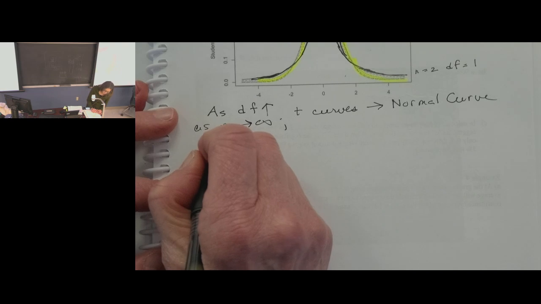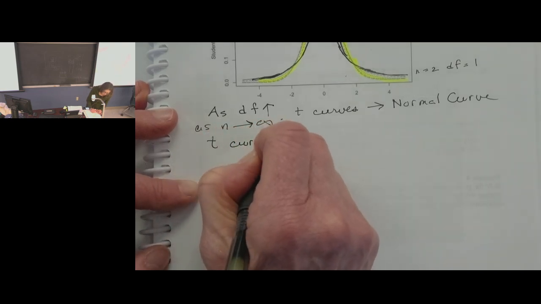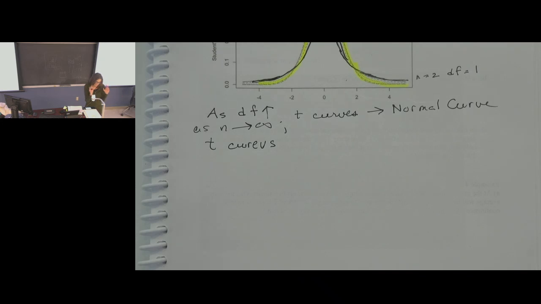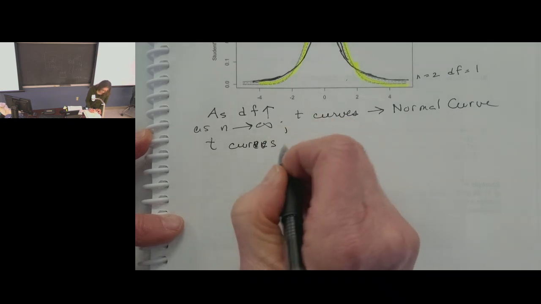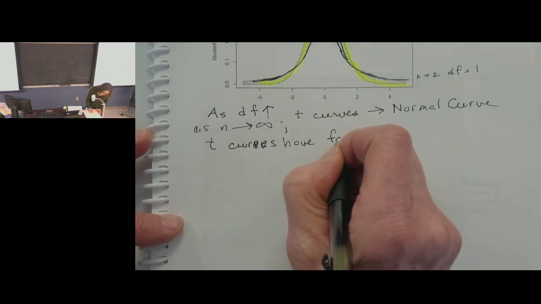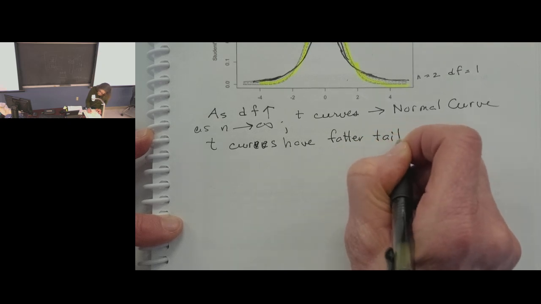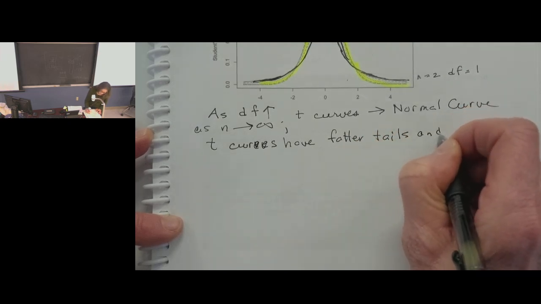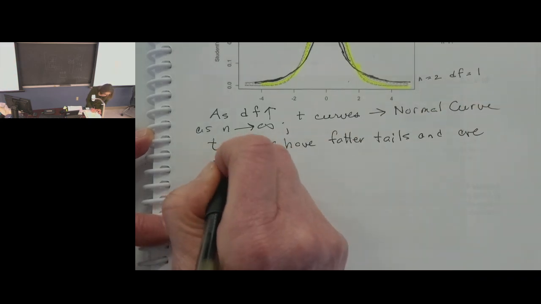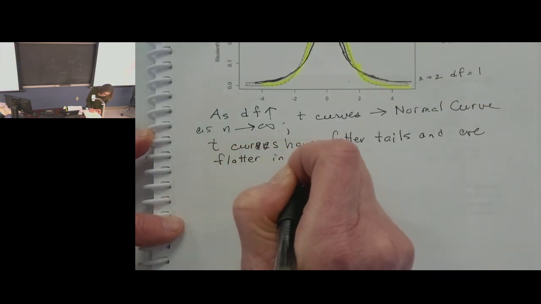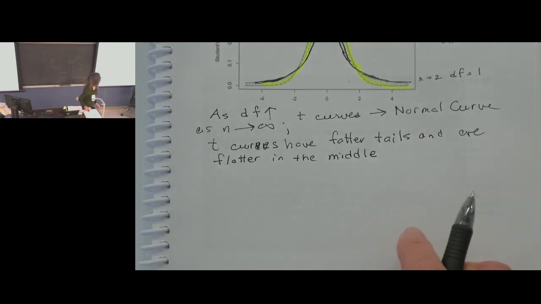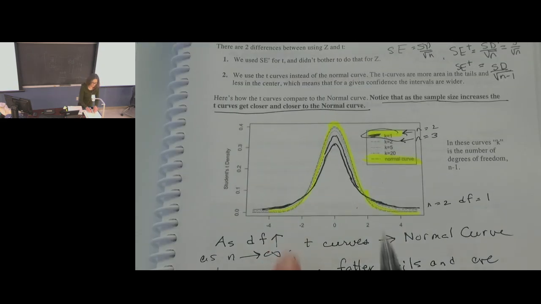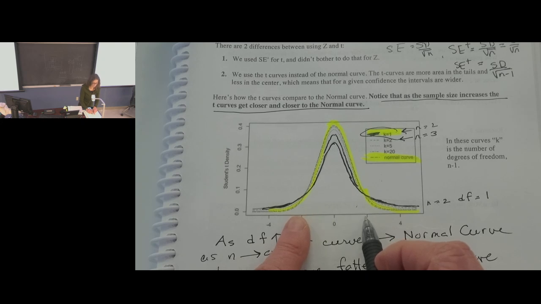The main difference, and this will help you understand them, is that the t curves have more uncertainty. They have fatter tails and are flatter in the middle. So if you wanted to do a 95% confidence interval, you'd have to go out further than 1.96, because you're smaller in the middle and you have to go out further.